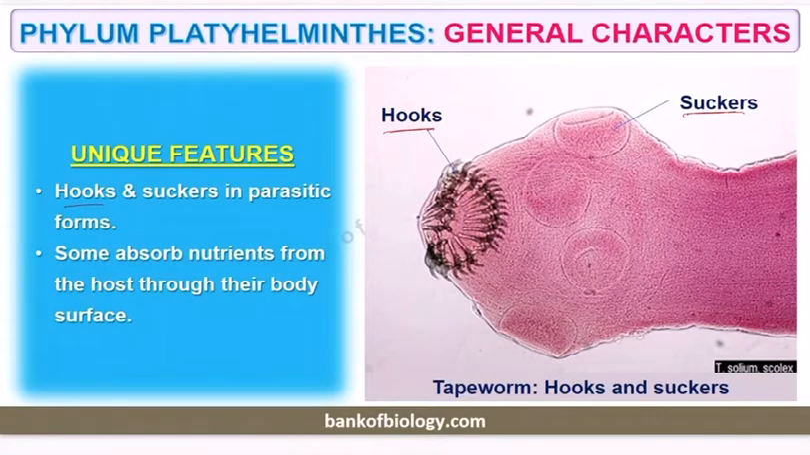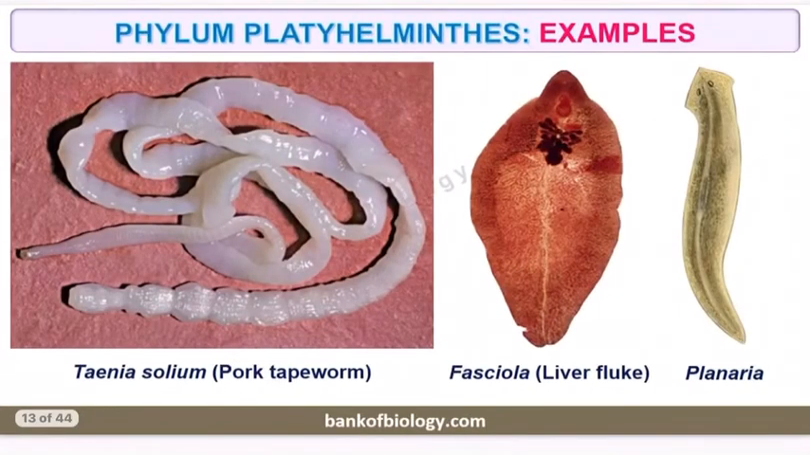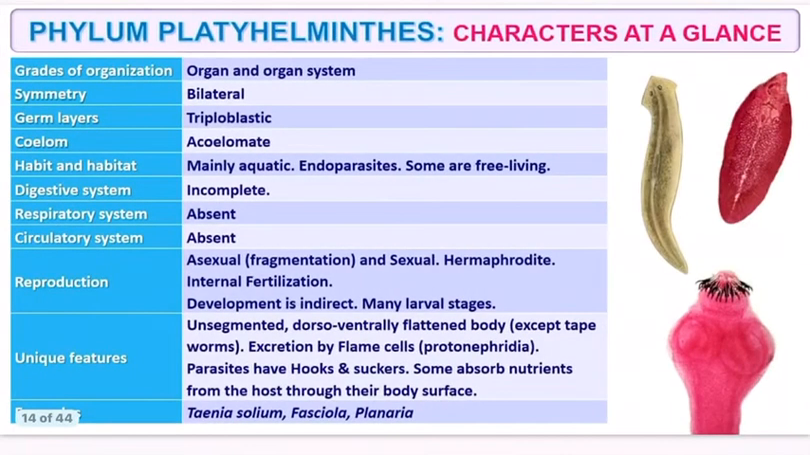And unique features, there is presence of hooks, as you are seeing here, and suckers all over the body. And because of these hooks and suckers, it gets easily attached to the host body and starts sucking the nutrients. And some absorb nutrients from the host through their body surface also. So in tapeworm, you can see the presence of these. That's why it is endoparasite.